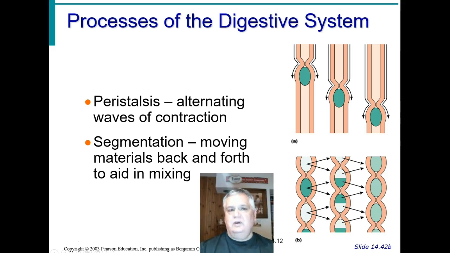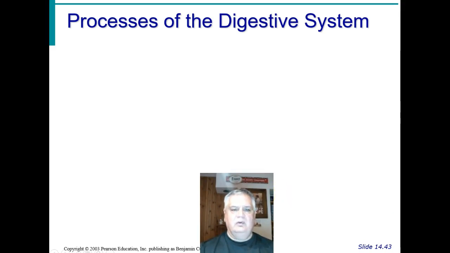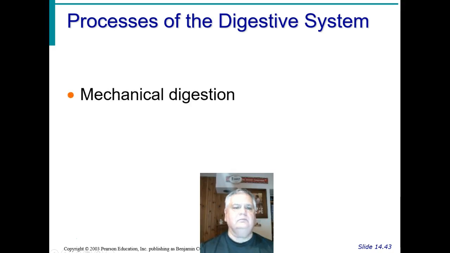And it's called segmentation because, again, the smooth muscle tissue of the muscularis externa causes the small intestine to pull into these various segments in which the food is swished before it's moved along.